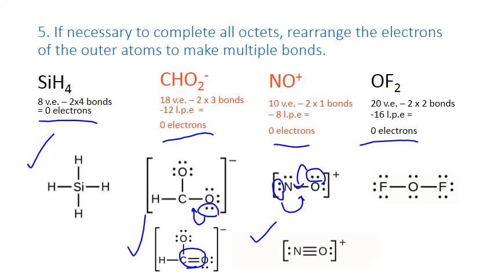Okay, for the oxygen difluoride, everything has 8. We don't have a need to share anything. Each fluorine has 6 as lone pairs and 2 in the shared bond, and oxygen has 2 lone pairs and 2 single bonds, so that's 4 bonding electrons and 8 total. Everything's happy. This is an appropriate Lewis structure.